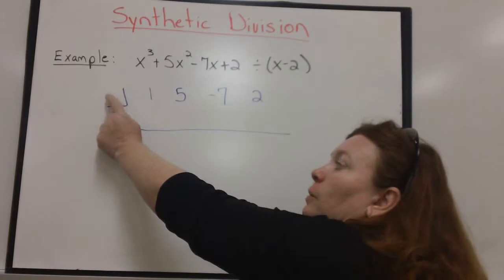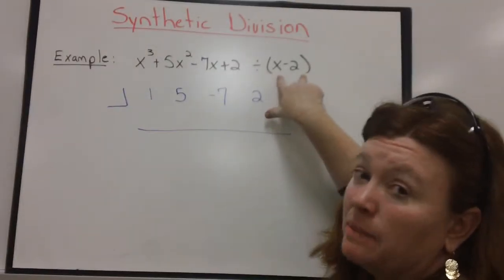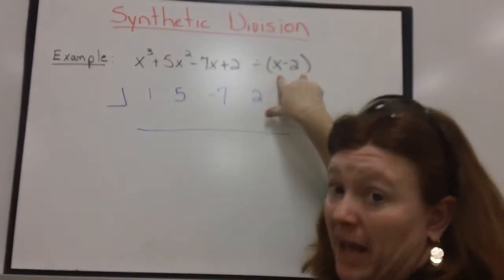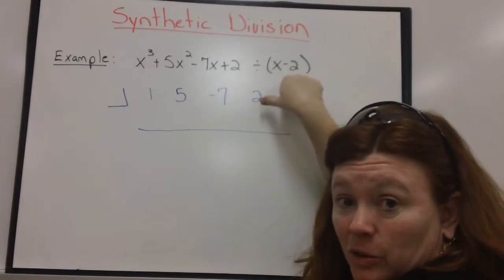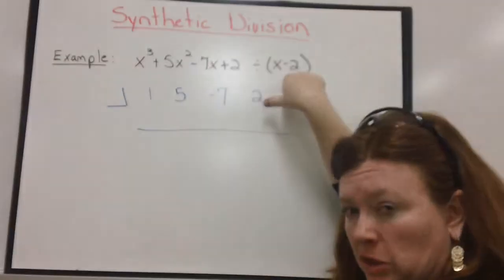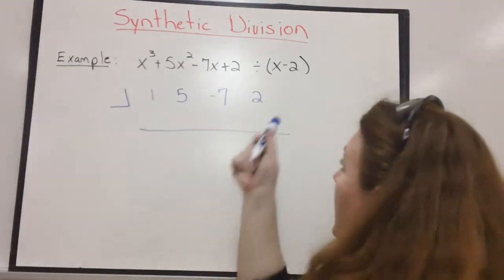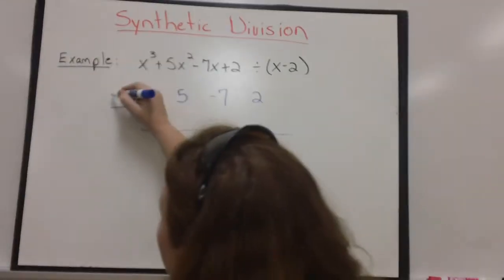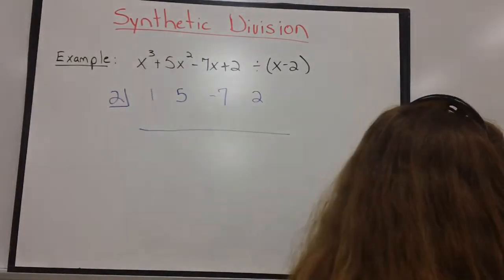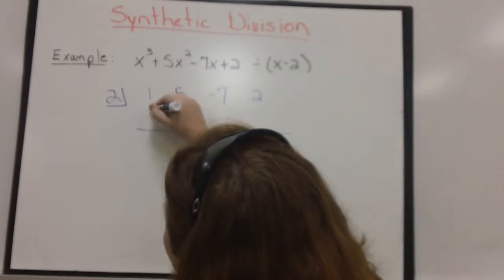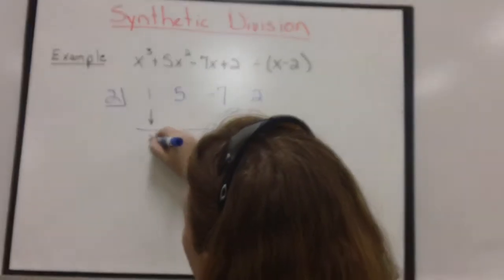Now, we have to figure out what goes in the box. It's based on the concept that if x minus 2 was a factor, that would mean that positive 2 would have been a solution. We're putting that potential solution in the box. So in other words, change the sign. X minus 2, in the box I'm going to put positive 2. Now, the very first number will come straight down. Okay? And we're going to bring that down and put that right here.